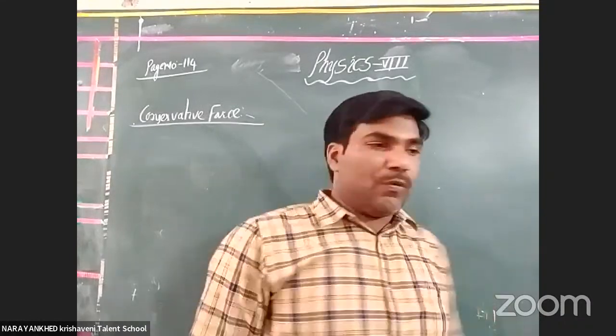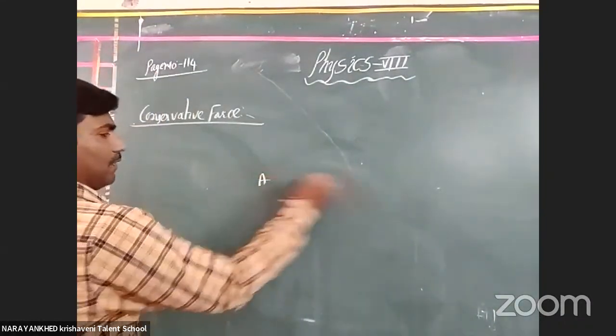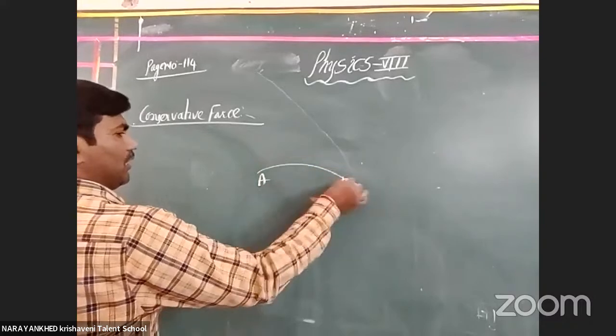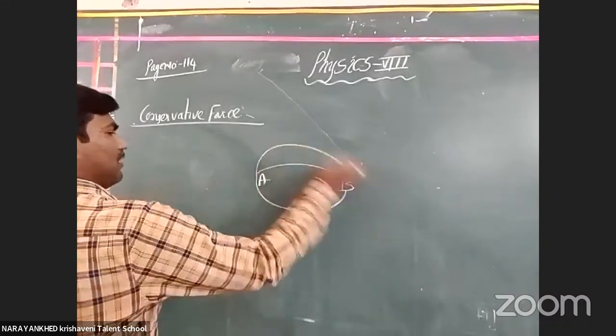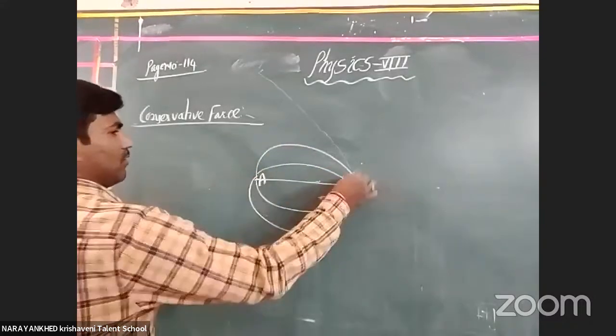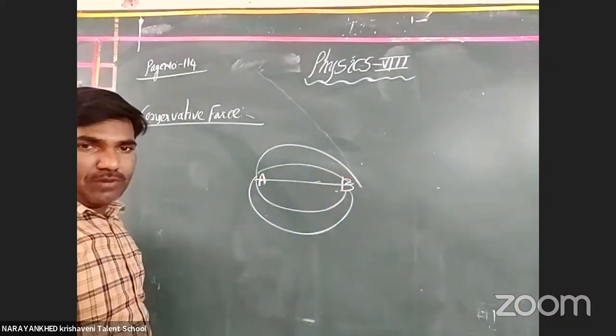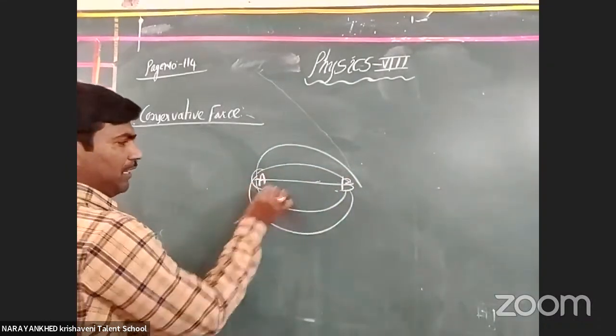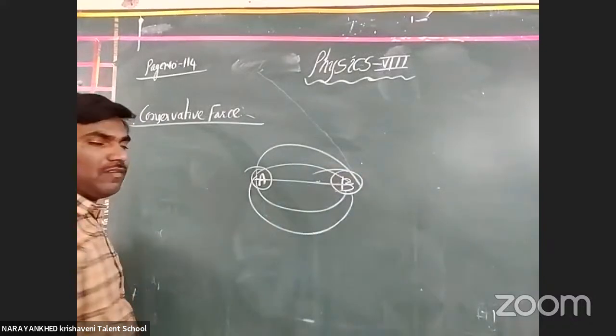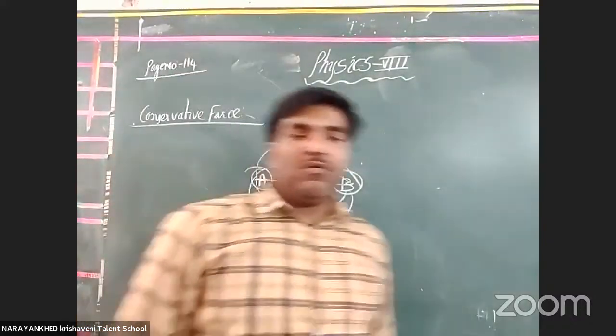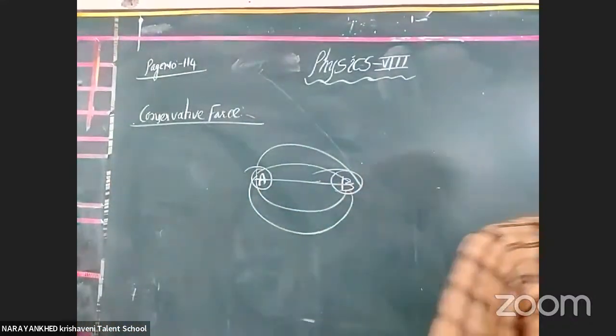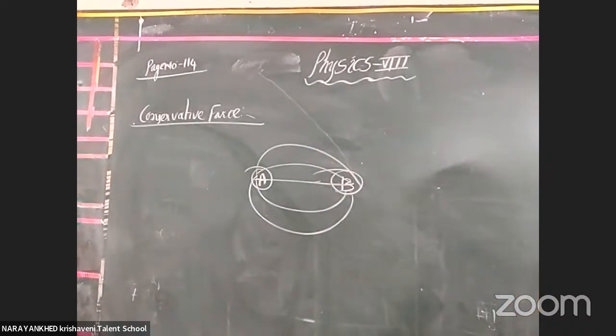Okay, clear or not? Suppose the point A and the point B are there. Now different paths are considered here for reaching from A to B. The work done is totally depending on the initial point as well as the final point. It is not depending on any other situations, whatever happened between A and B.